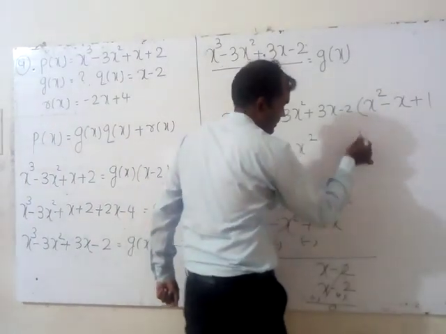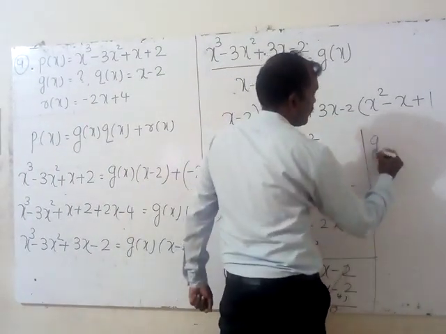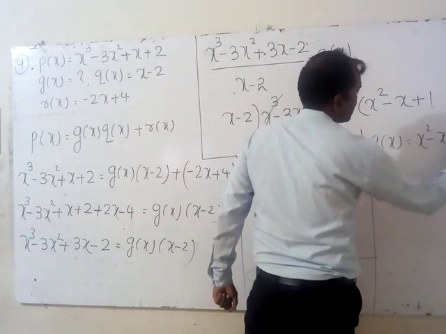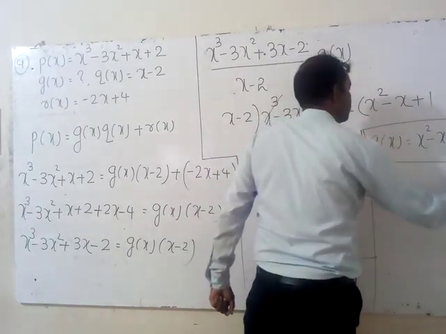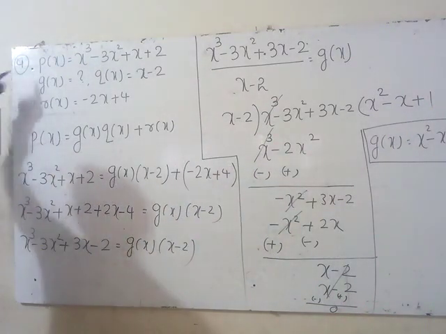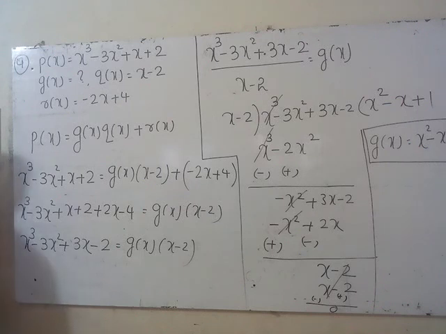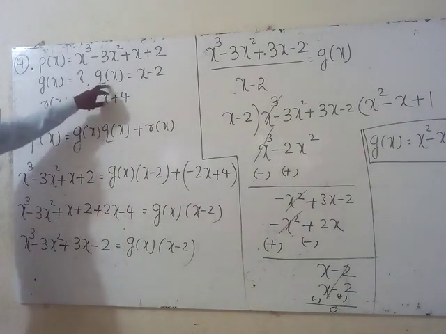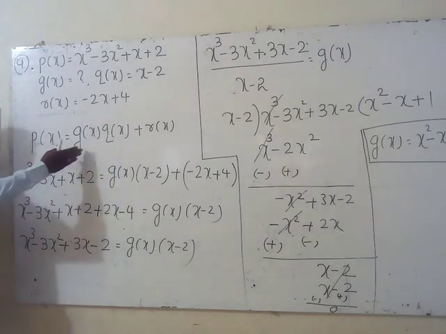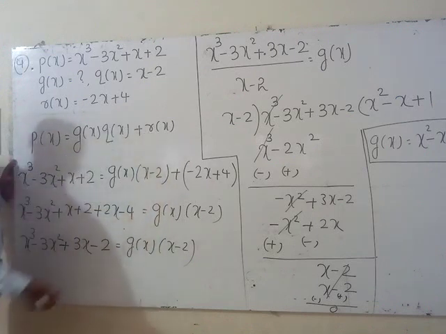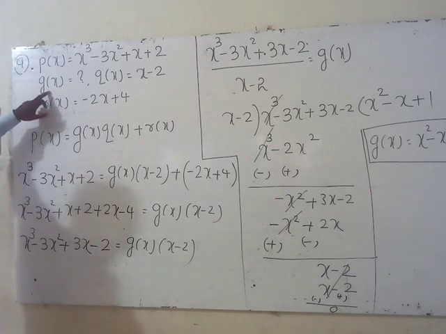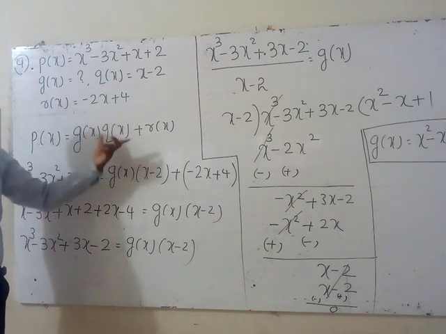It is g of x. Then g of x is equal to x square minus x plus 1. P of x will be there, the value of P of x. Then Q of x will be there, R of x will be there. The relationship formula is P of x is equal to G of x, Q of x plus R of x. P of x we have to put; G of x we don't know, we have to find it out. Q of x, R of x.